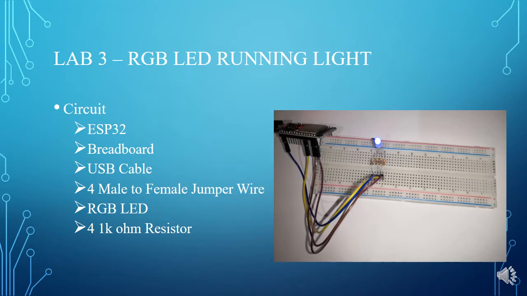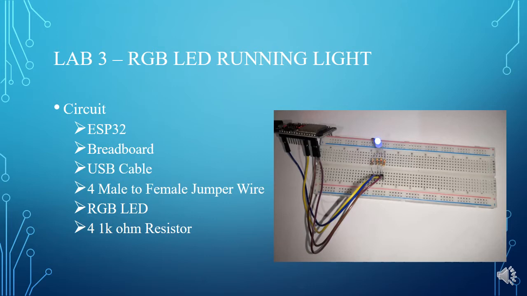Okay, now I'm going to start with lab 3. In lab 3, the selected projects are RGB LED running light and DHT11. So for the RGB LED running light, the equipment needed to form the circuit is an ESP32, breadboard, USB cable, male to female jumper wire, RGB LED, and 1K ohm resistor.